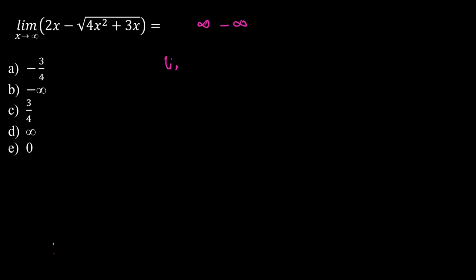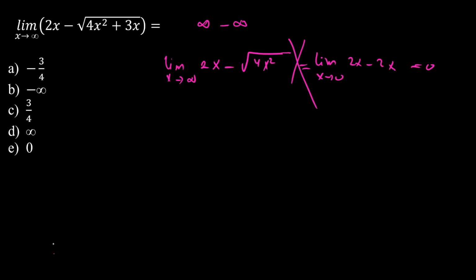So this is the limit as x goes to infinity of 2x minus the square root of 4x squared, and of course you've ignored the 3x, and that's going to be the limit as x goes to infinity of 2x minus 2x, and this is supposed to be 0. Of course this is exactly wrong.